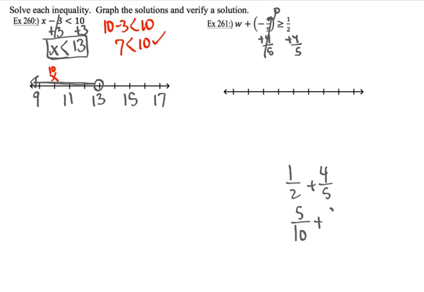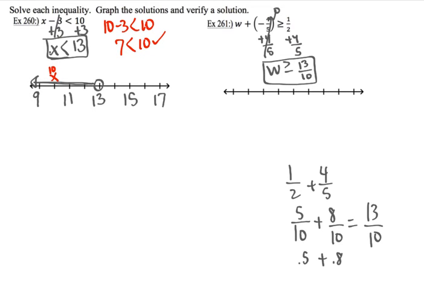5/10 plus 8/10. By the way, I guess that could be done in decimal form. 5/10 plus 8/10. 0.5 plus 0.8. But anyway, 5/10 plus 8/10 is 13/10. So W is greater than or equal to 13/10. That would be our solution.